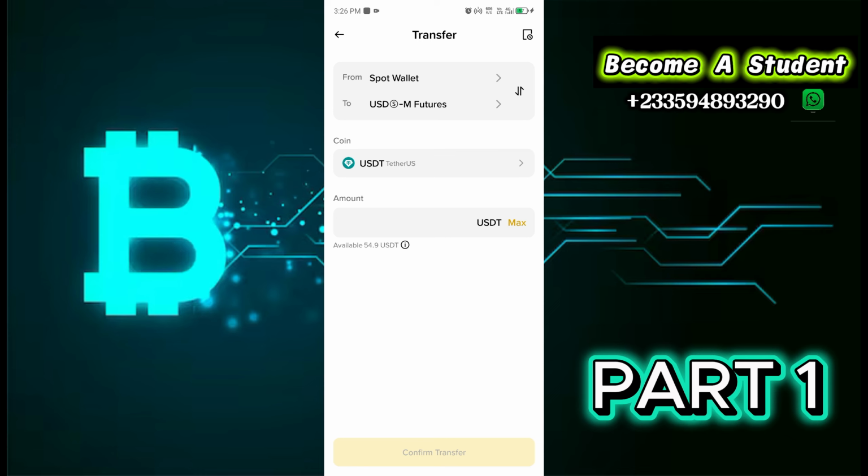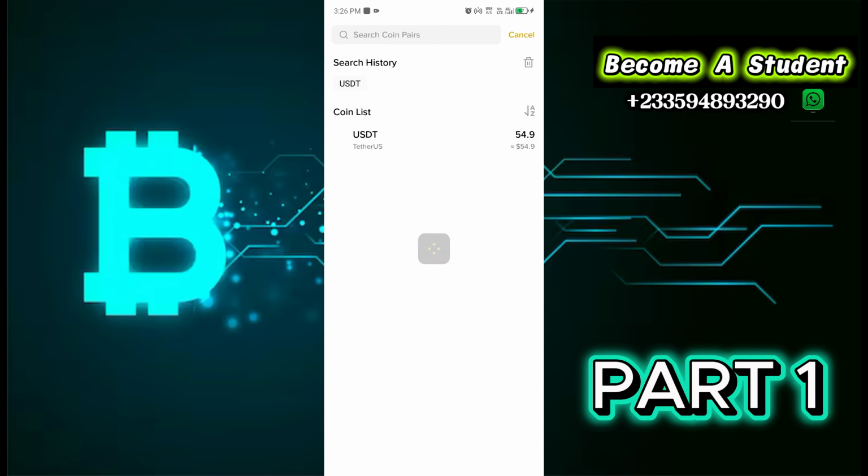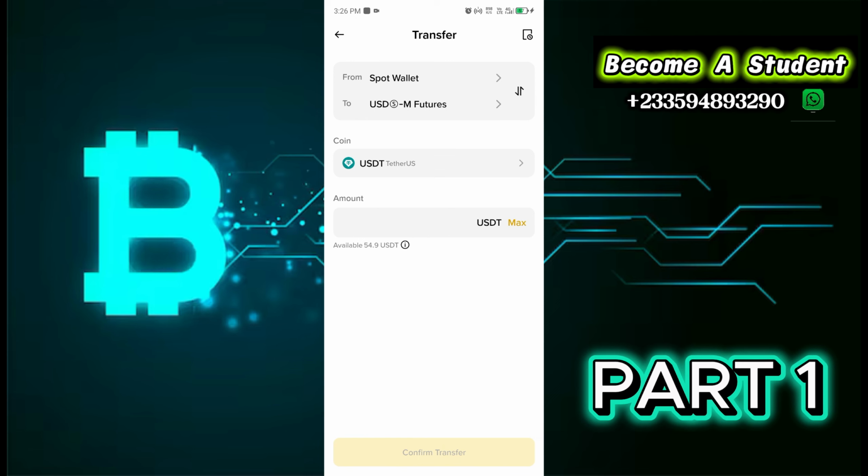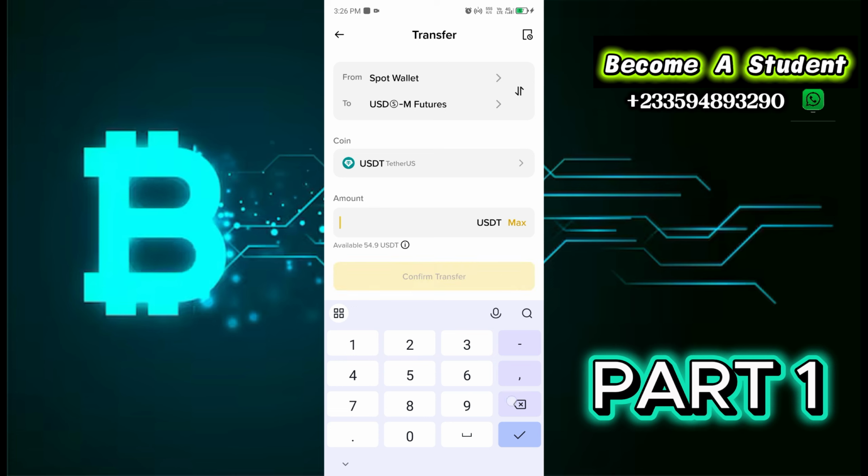So we need to transfer the money from our spot into our futures. All I need to do is make sure this is set to USDT. You can see it should be at USDT because we have USDT. I hope you understand. Now the next thing is to click on any amount that you want to deposit, or transfer from your spot, any amount of money you want to use on this coin. That's what we are going to do.